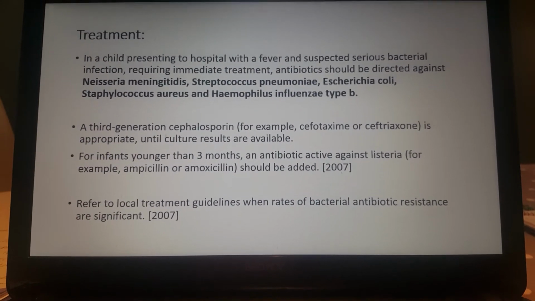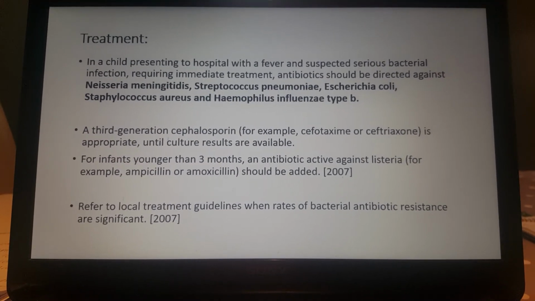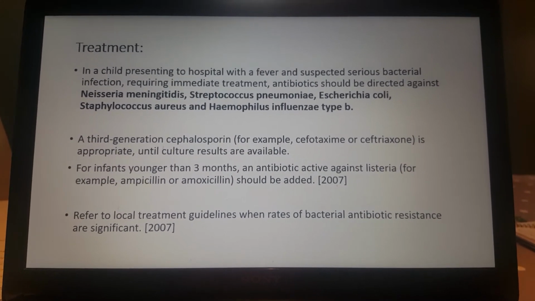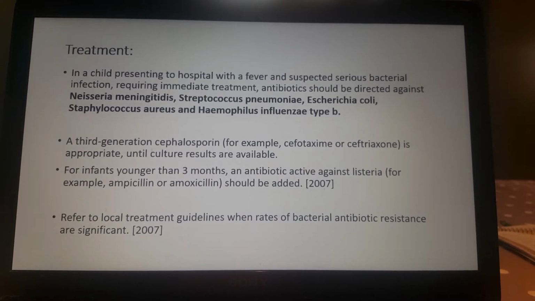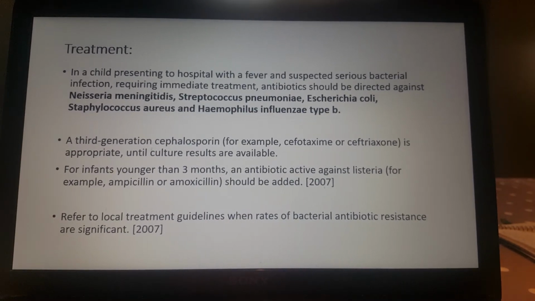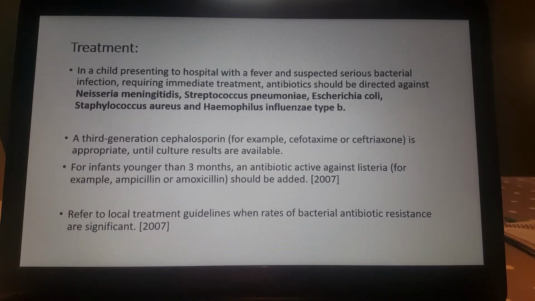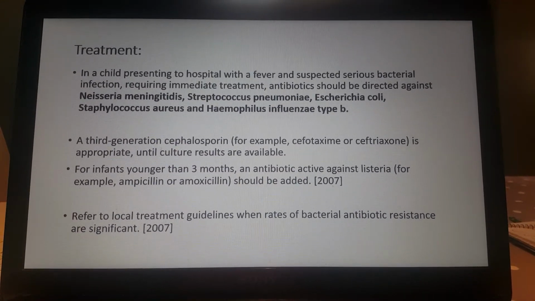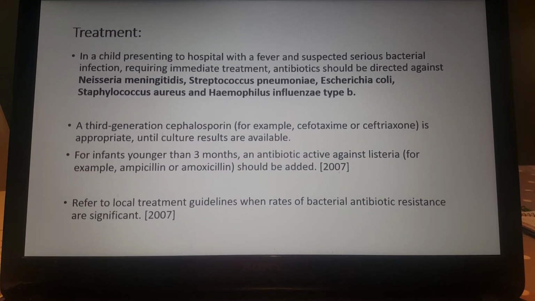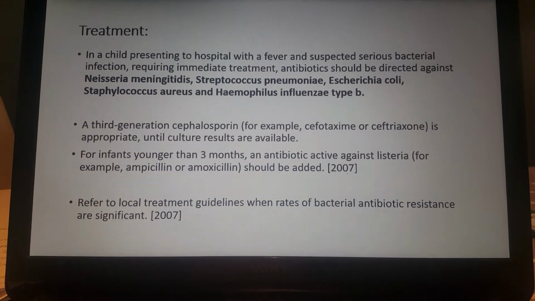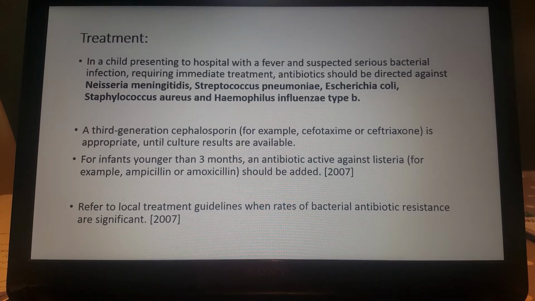And then a brief point on treatment. Empirical antibiotic treatment should be directed against the common organisms in children with fever and suspected bacterial infection, so Neisseria meningitidis, Strep pneumo, E. coli, Staph aureus, and Haemophilus influenzae type B. A third generation cephalosporin is an ideal choice until your culture results are available, and in an infant less than 3 months, you should add in an antibiotic that has activity against listeria, such as ampicillin or amoxicillin. We should be referring to local treatment guidelines when rates of bacterial antibiotic resistance are significant.